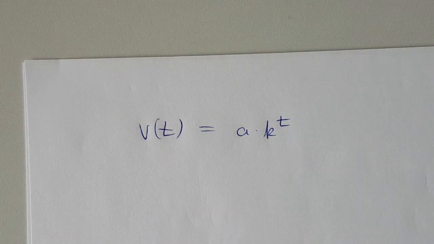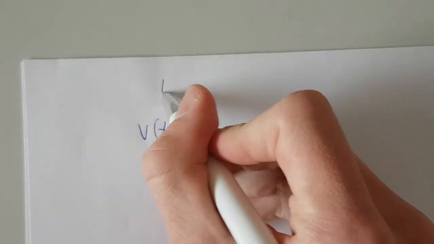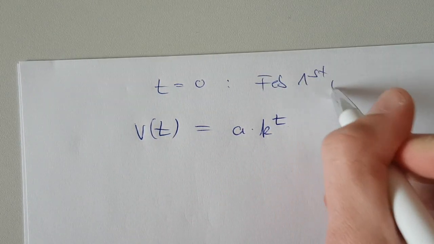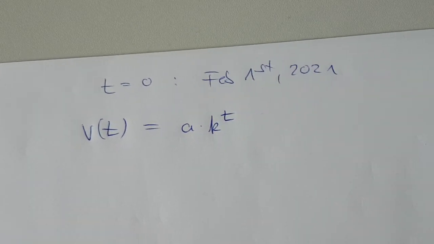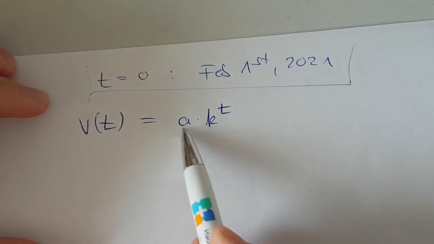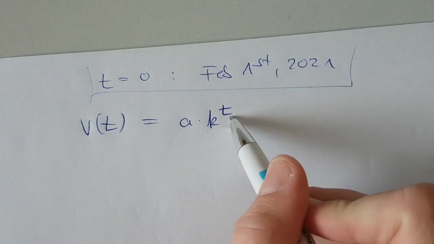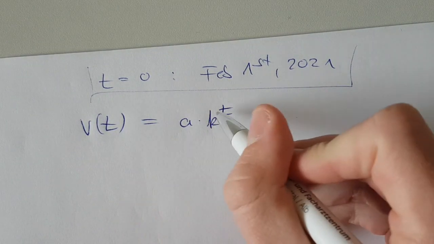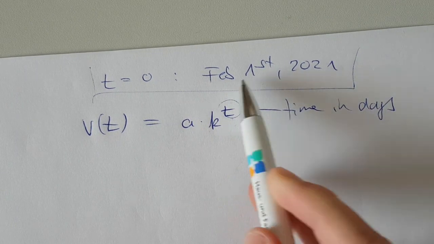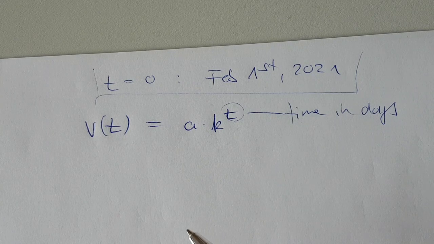So this is what we have to think about first. What is t equals 0? And now let's define t equals 0 as February 1st in 2021. And thereby we have defined our starting time. So now, as you can see, we have three parameters here. T obviously is the time in days after t equals 0. So t should be the time in days after February 1st. And now we have to find out what a and k are. These are two parameters which define our exponential function, our exponential growth.